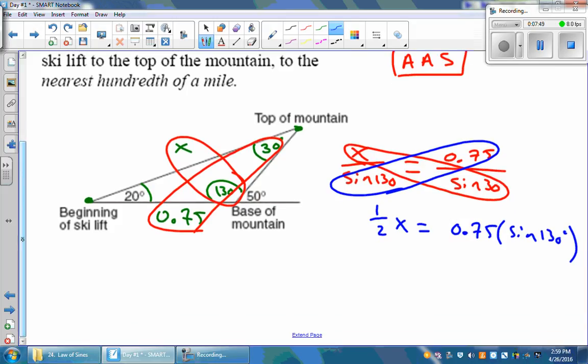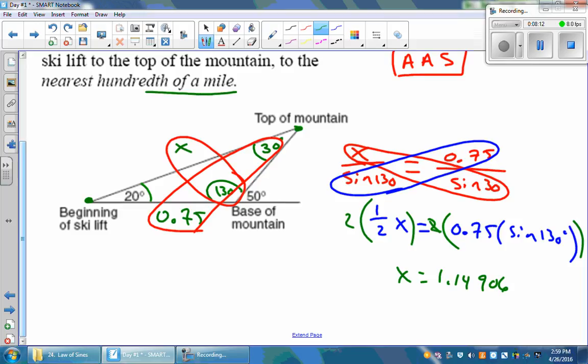All right, so time to get x all by itself once again. I'm going to go ahead and multiply both sides by 2 to get rid of that 1/2. And when I do that, I can plug it right into my calculator. 2 times 0.75 times the sine of 130. That's going to give me an answer of 1.14906.